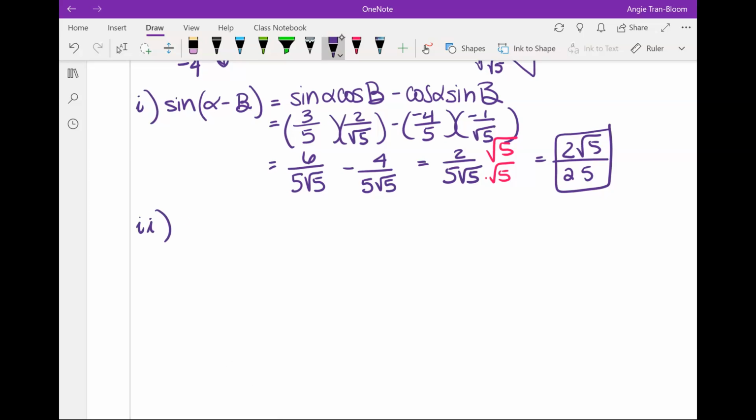Okay, problem 2 wanted us to do cosine of alpha plus beta. All right, what is the formula, Jeremy, for cosine of alpha plus beta? Cosine of alpha plus beta is cosine of alpha, cosine of beta, minus sine of alpha, sine of beta. Yes, sir.